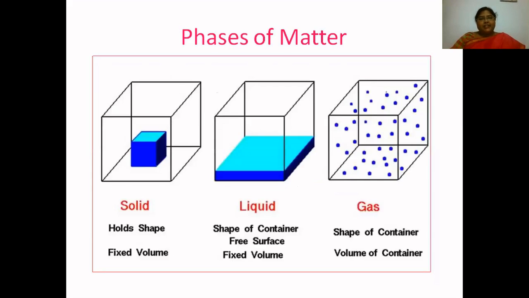Matter mainly exists in three states. Solids are materials in which atoms are tightly bound together. Solids hold definite shape and they have fixed volume. Liquids are the materials in which the atoms are loosely packed. They take the shape of the container and have fixed volume. Gases are those in which atoms are feebly packed. They take the shape and the volume of the container.